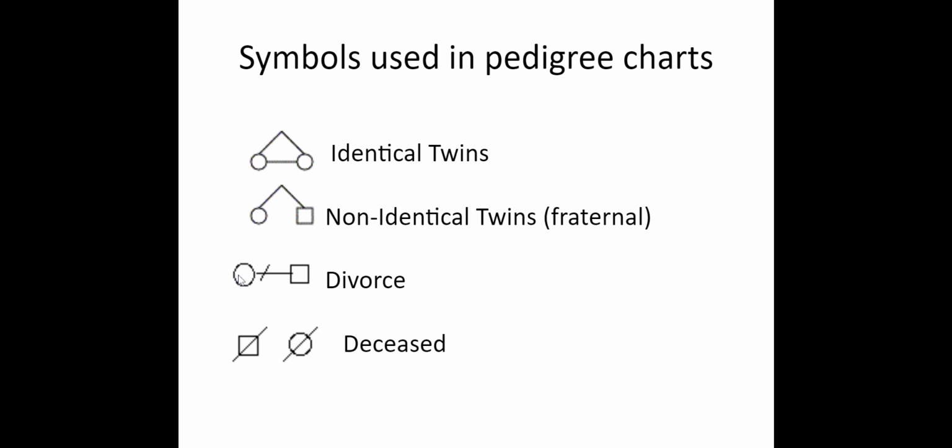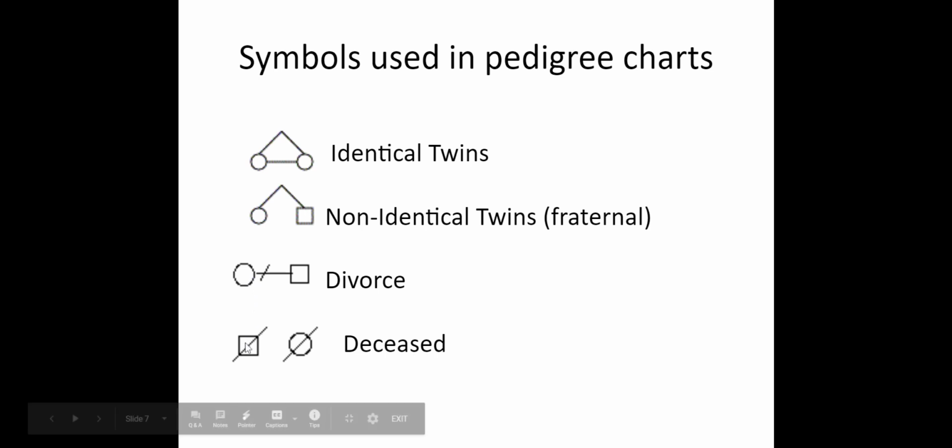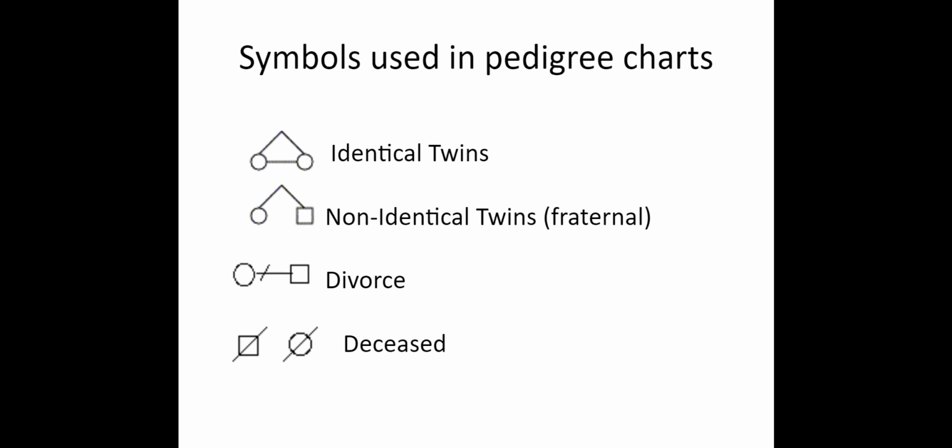If you see a break in that horizontal line, that tells us that the people are no longer married. They are divorced. And when you have a slash through the symbol, that tells us that the person has passed away.